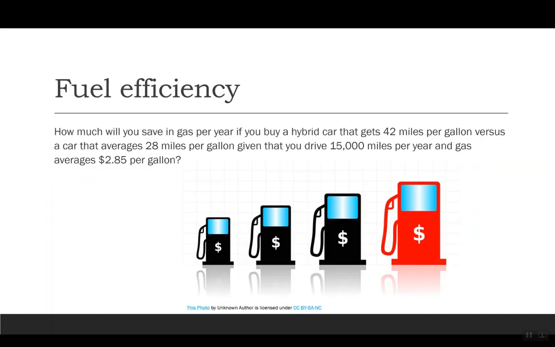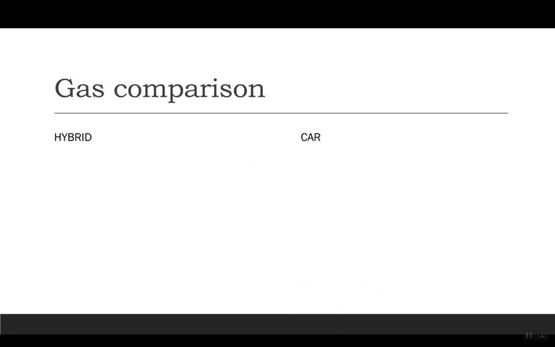Okay. Another thing to think about when you're looking at cars is which one's more fuel efficient. So let's say we want to know how much will we save in gas per year if we buy a hybrid car that gets 42 miles a gallon versus a car that averages 28 miles per gallon, given that we drive 15,000 miles per year and gas averages about $2.85 per gallon. So let's do side-by-side comparisons. And so with the hybrid, if we drive 15,000 miles per year, then we will buy 15,000 divided by 42, which I had to round to 357.14 gallons of gas.